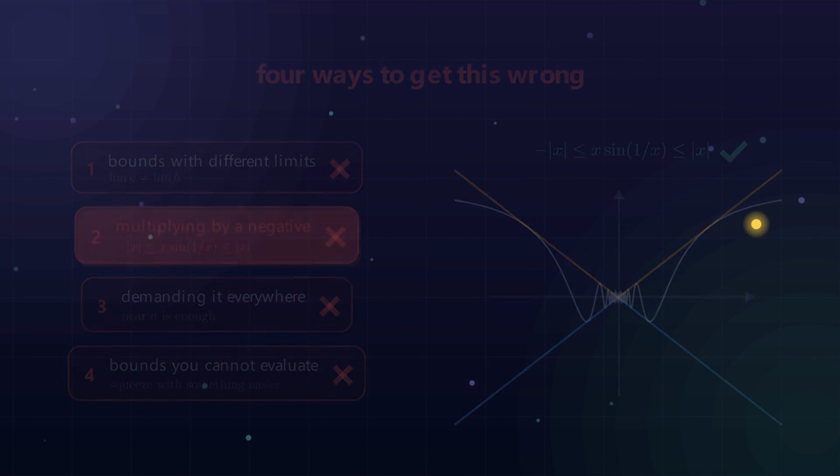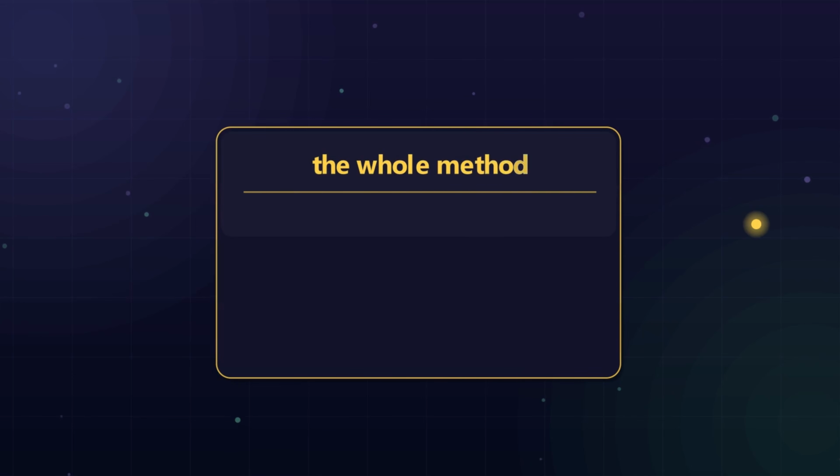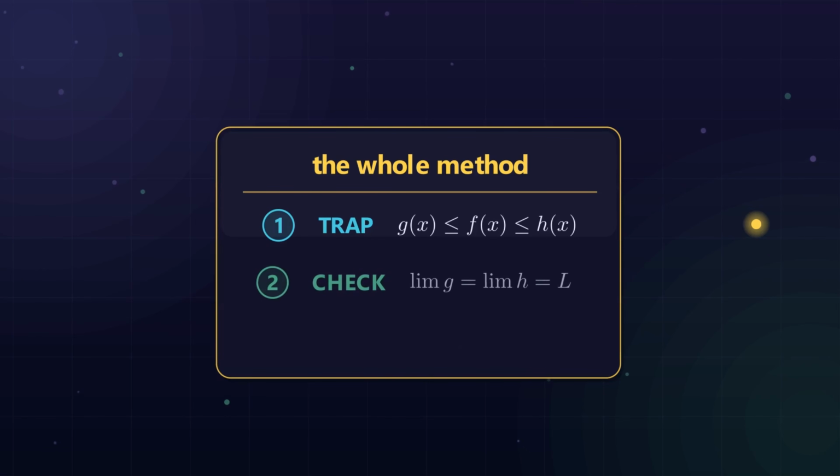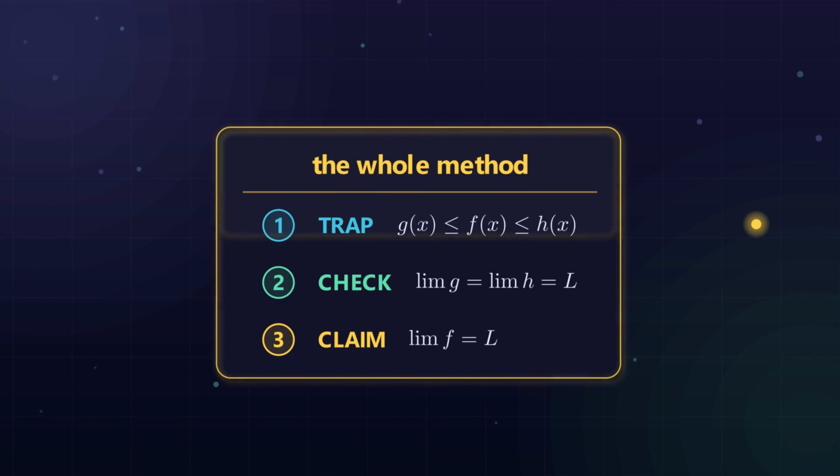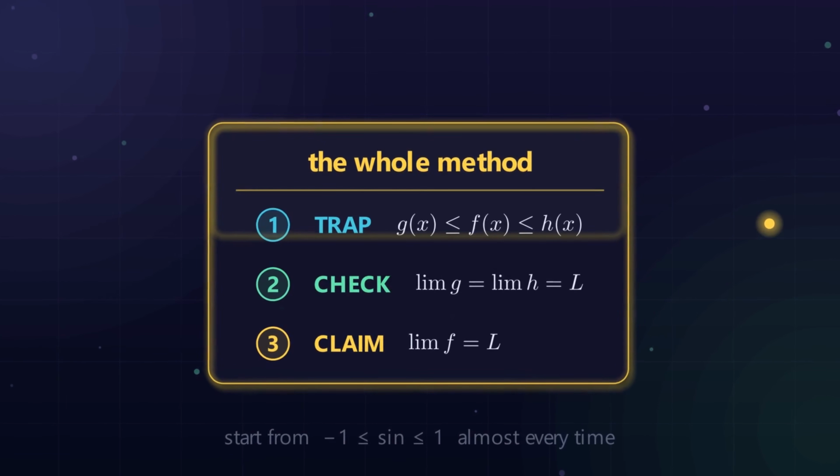And the recipe which fits on a napkin. Step 1. Find a bound, almost always by starting from sine or cosine being between -1 and 1. Step 2. Check that both bounds go to the same limit. Step 3. State the conclusion. 3 steps, and some of the hardest limits in calculus fall over.